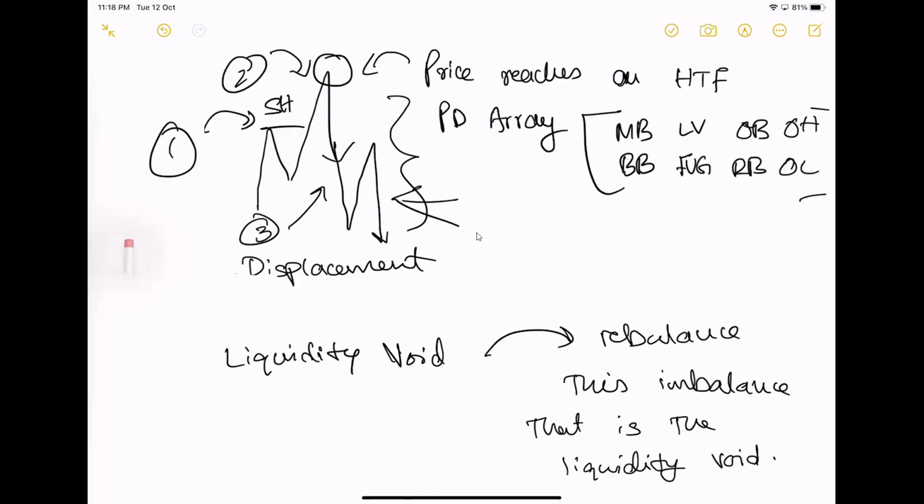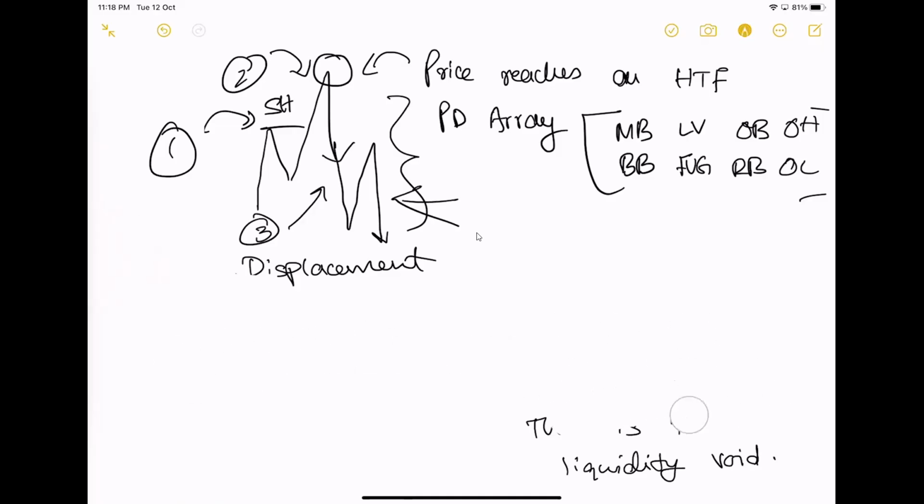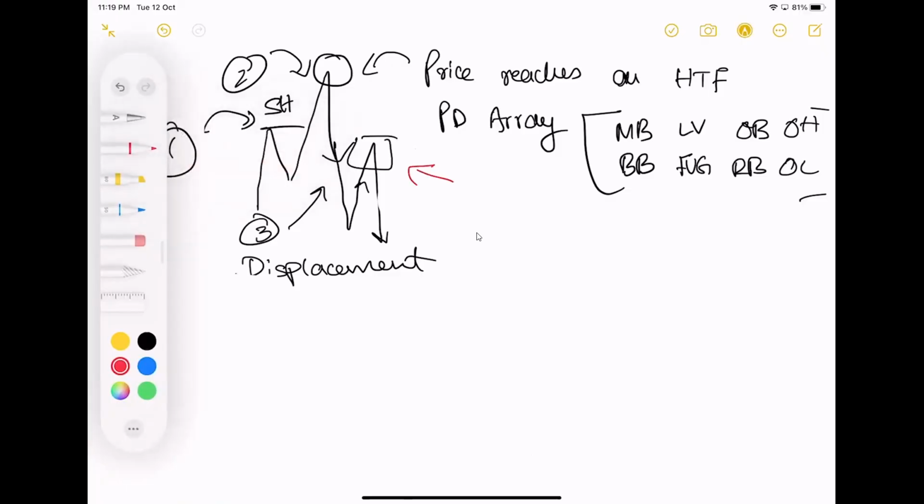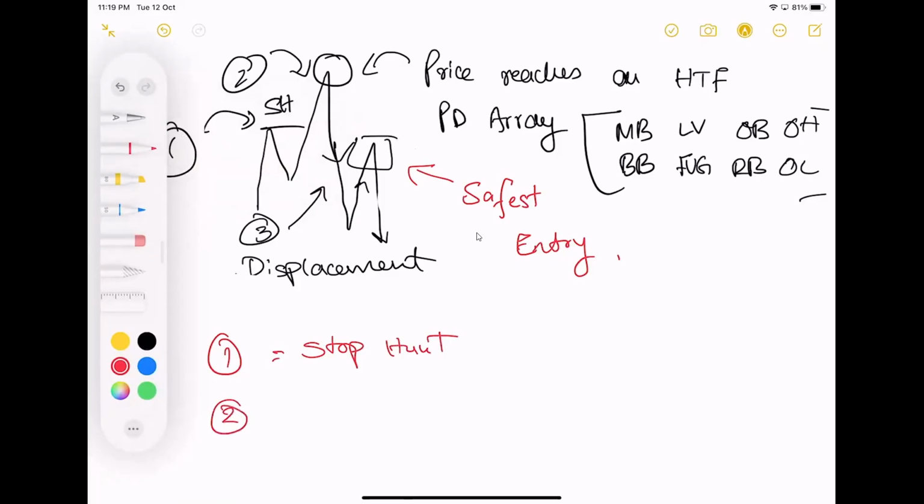Now, what about the last part? The final move down. This is where you want to be entering the majority of your positions. This is the safest entry. After the initial displacement, when price retraces back up, this over here, that is your safest entry. Why is it a safe entry? Because number one, you've got your stop hunt. Number two, you've got your PDRA. Number three, you've got your displacement.